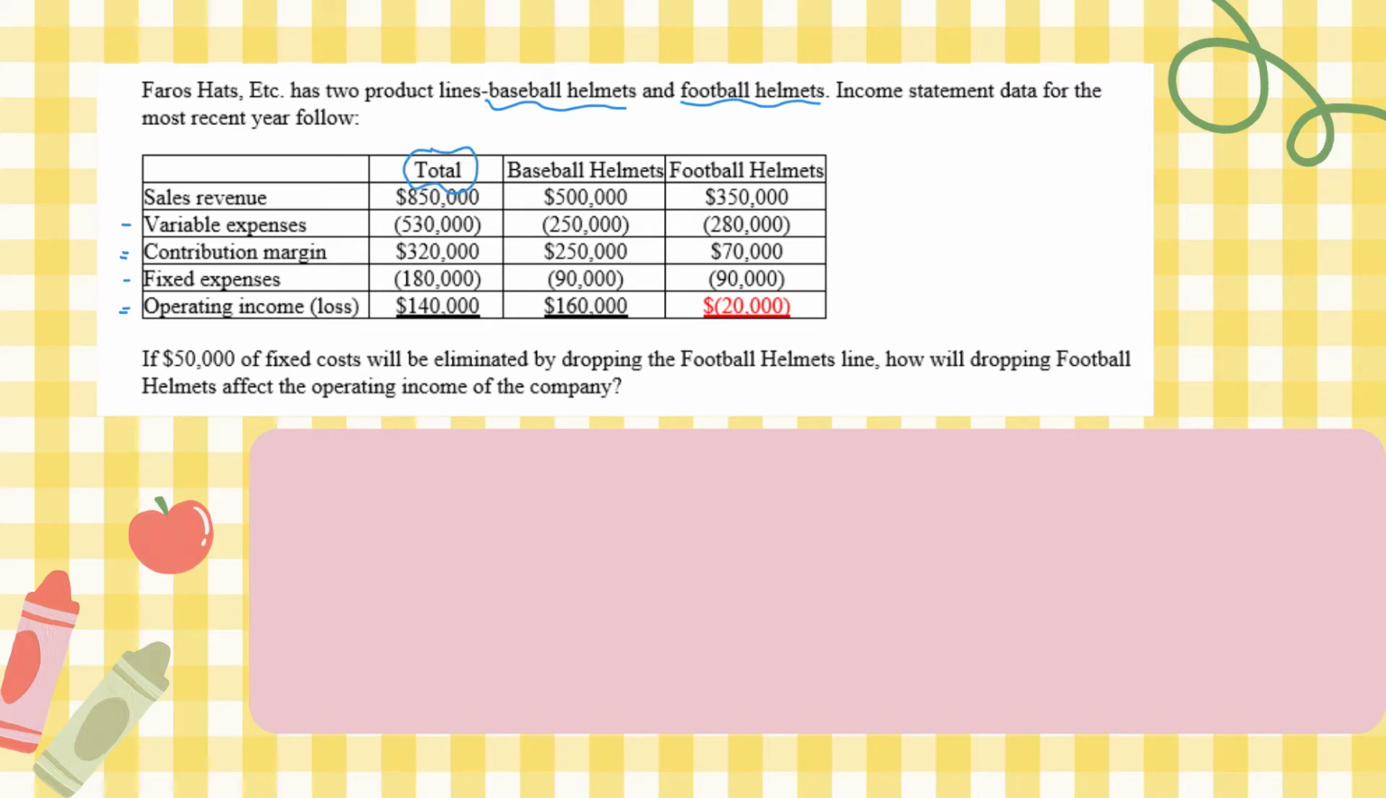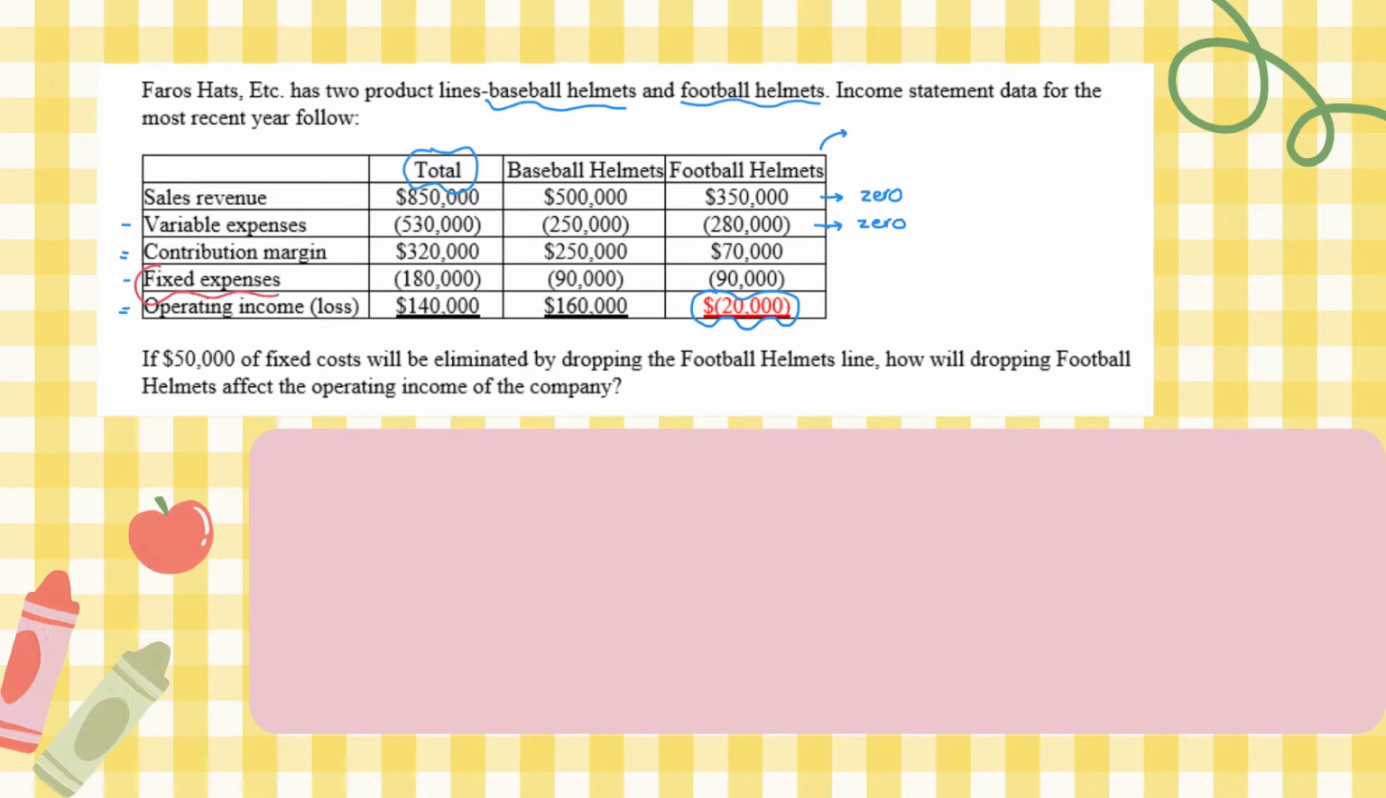If you look at the baseball helmets and football helmets lines, one of them is suffering from losses, which is football helmets. Now you need to think, shall I keep this line or drop it? Which is better? Will dropping the football helmets save money or not? If we drop the football helmets, sales revenue will become equal to 0 and variable cost will equal 0. Now the only thing that you need to think about is the fixed expenses.